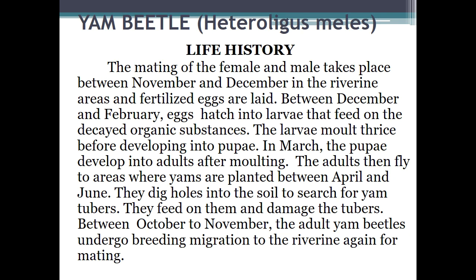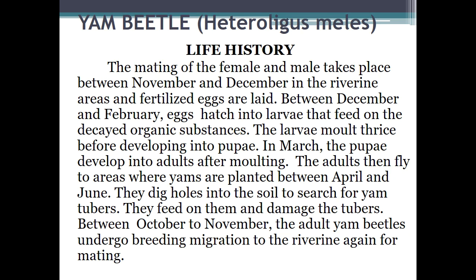The mating of the female and male takes place between November and December in the riverine areas, and fertilized eggs are laid. So this organism lays the eggs after mating, and the eggs are fertilized by the male, and this occurs around November and December, and this takes place in the riverine areas.